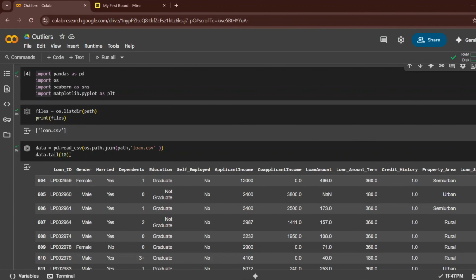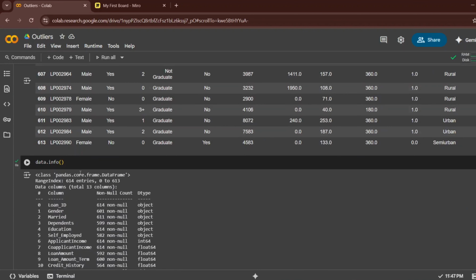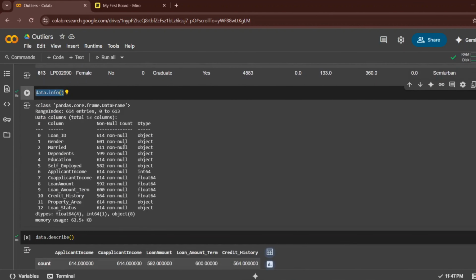After fetching the file and printing the last 10 rows of the dataset, what we first have to do is fetch the information regarding our dataset. For doing that, we will use the data.info command, and it will give us the total non-null count for each of the individual columns and also the data type for each of the columns.